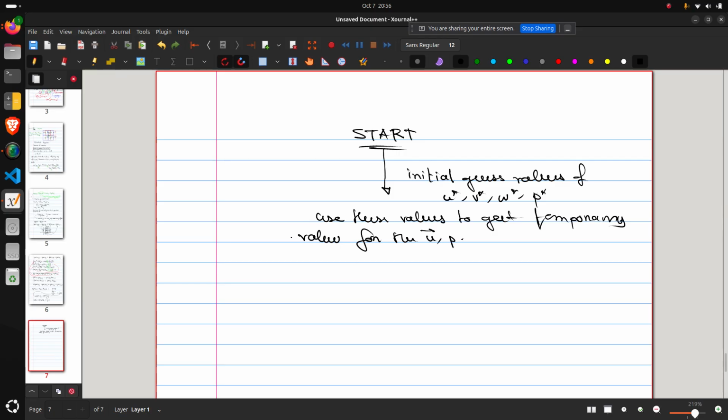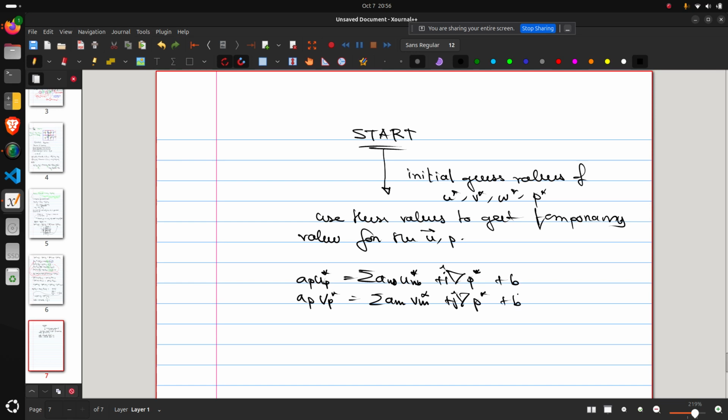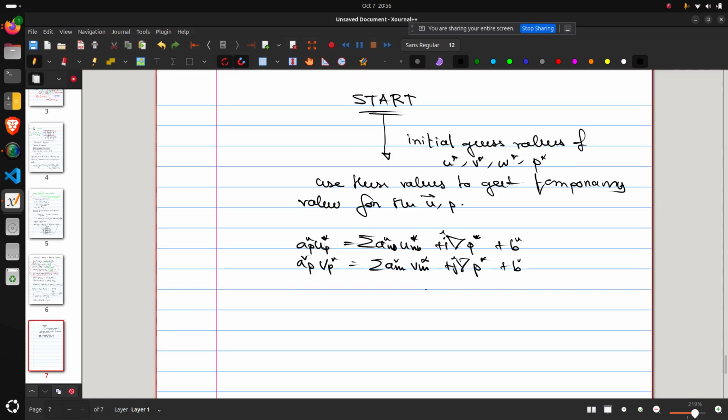We will solve the discretized momentum equation, okay, which is nothing but ap up star equal to summation of a nb u nb star plus gradient of p star plus b. Okay, and also ap vp star equal to summation of a nb v nb star plus gradient of p star plus b. Okay, up to this part it is clear.